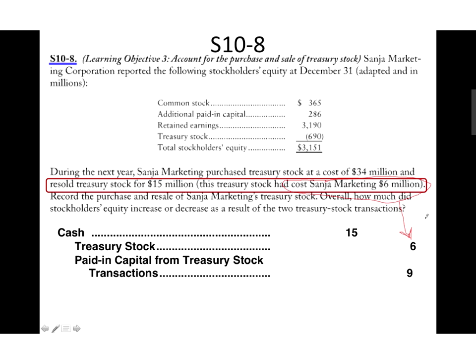Okay. So what we're doing, we never, ever, ever have gains and losses on treasury stock. Because if companies were allowed to have gains and losses on treasury stock, they could do all kinds of fictitious things, things that don't have any meaning. So you can't have gains and losses on treasury stock. So we have this cash.